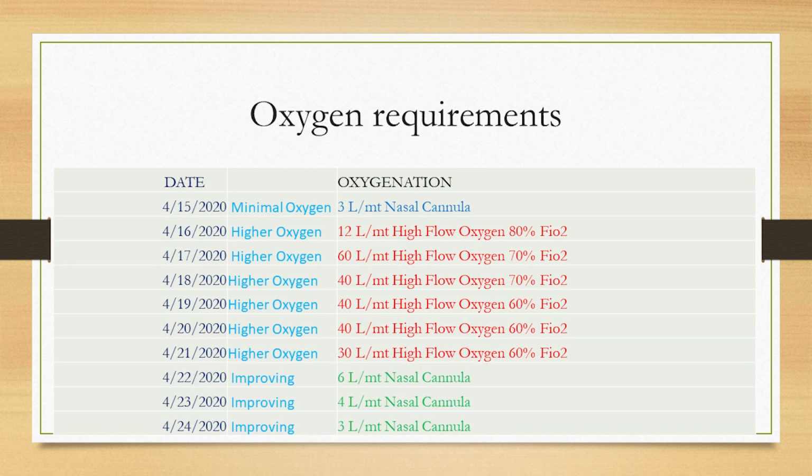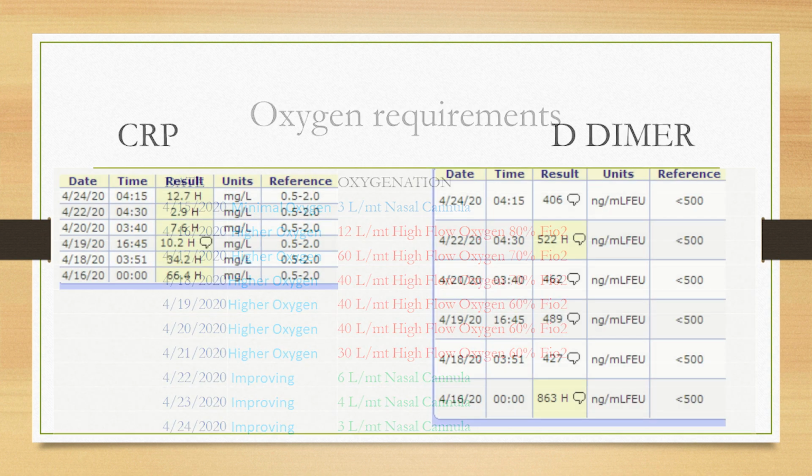And this is a summary of that. On May 15th, he was on minimal oxygen support. And then from May 16th through May 21st, he was requiring higher and higher oxygen supports, like almost to 60 liters. And then gradually, we were able to wean it down to 3 liters within about 10 days.